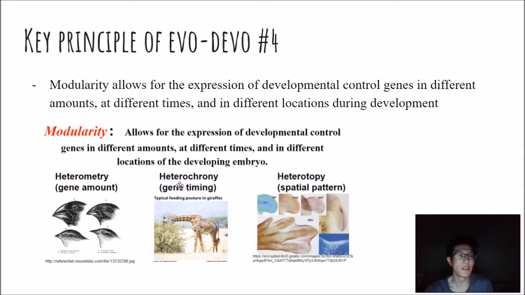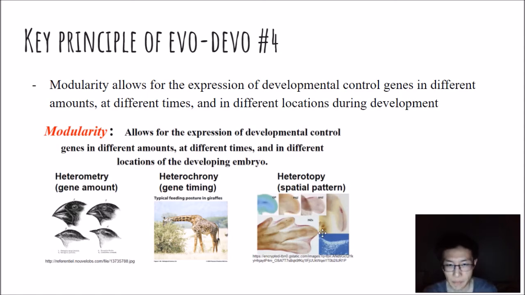In other senses, you can also have heterochrony, which is gene timing. So in the necks of giraffes, it's not that there are more neck vertebrae produced, but it's that the genes are allowed to be expressed for a longer period of time, and therefore the neck vertebrae are longer. That's why giraffes have longer necks. And then finally, we have heterotopia, which is just variations in the spatial pattern of expression within organisms.